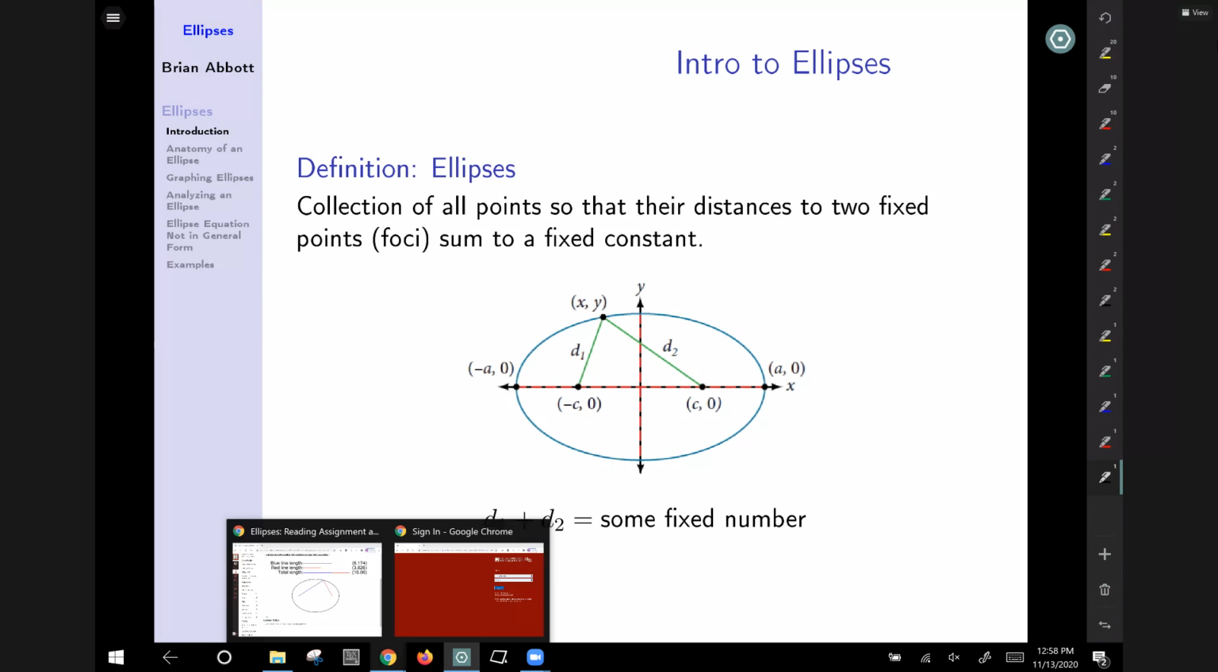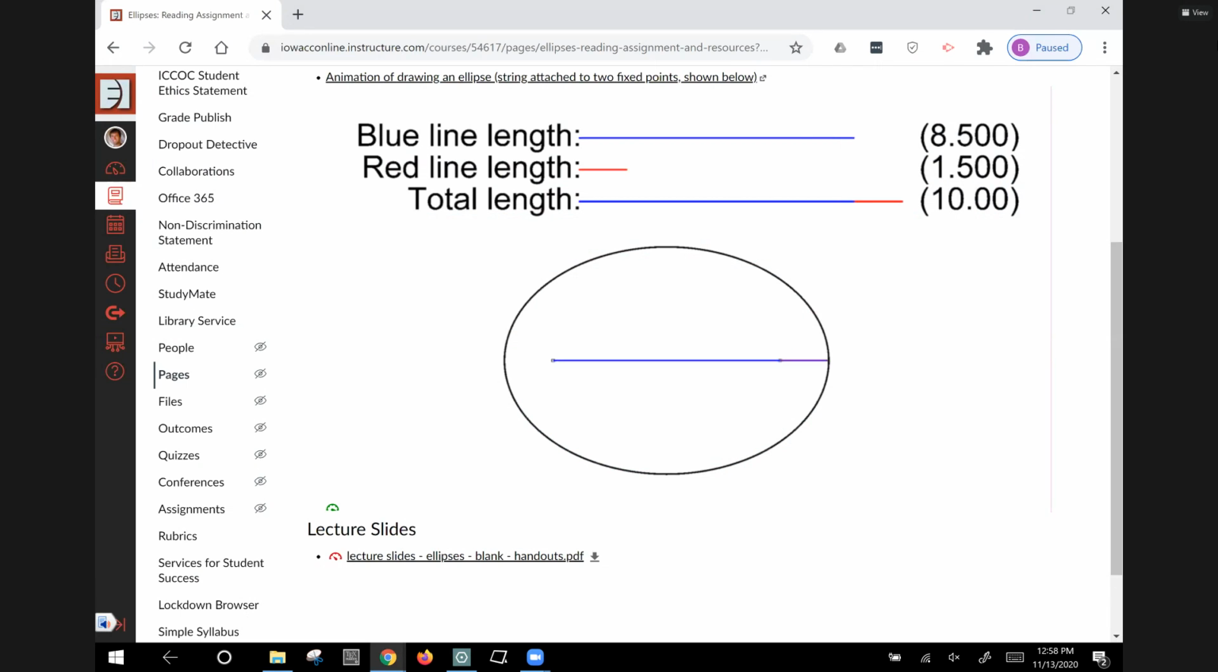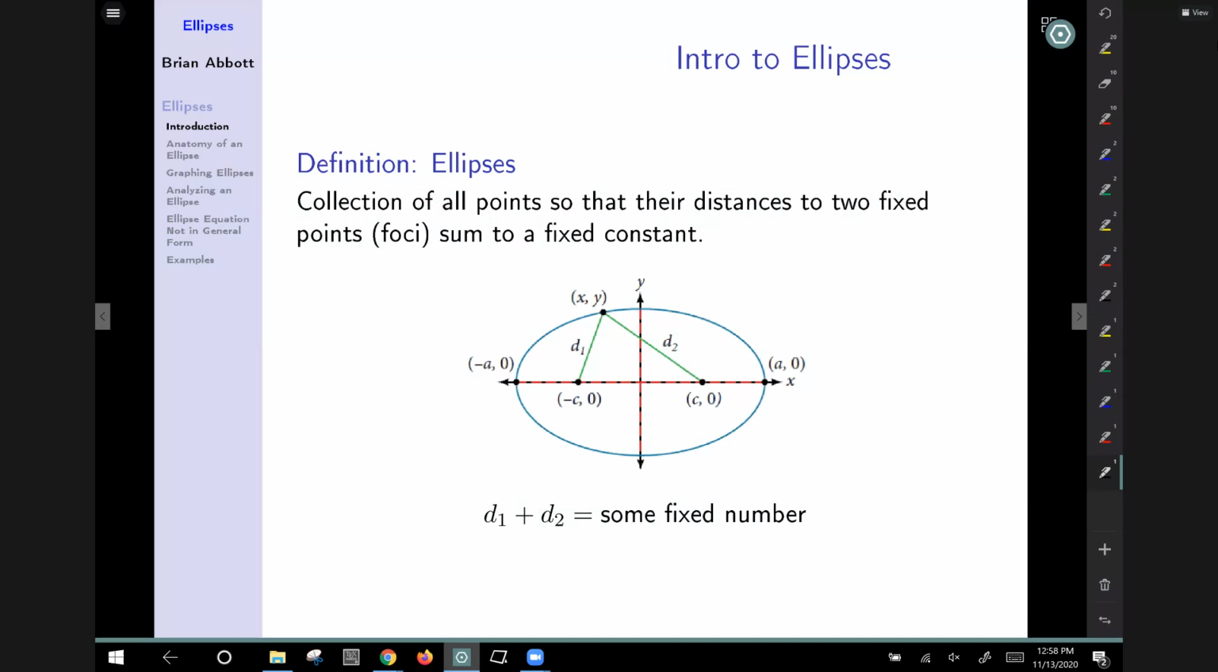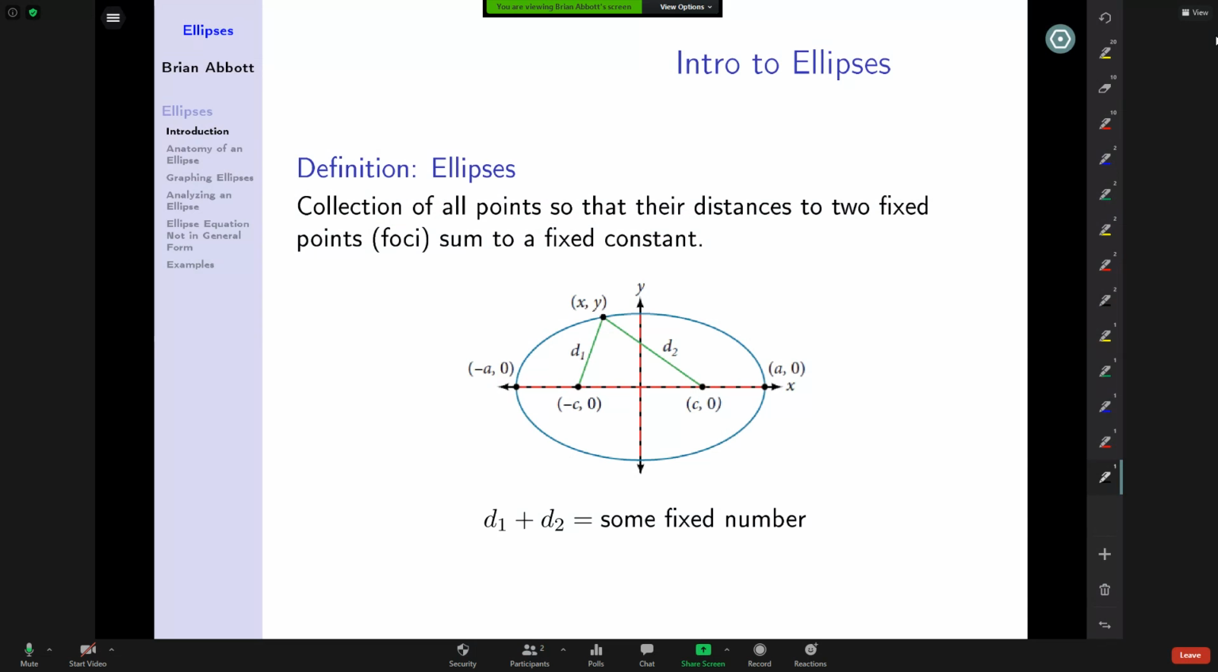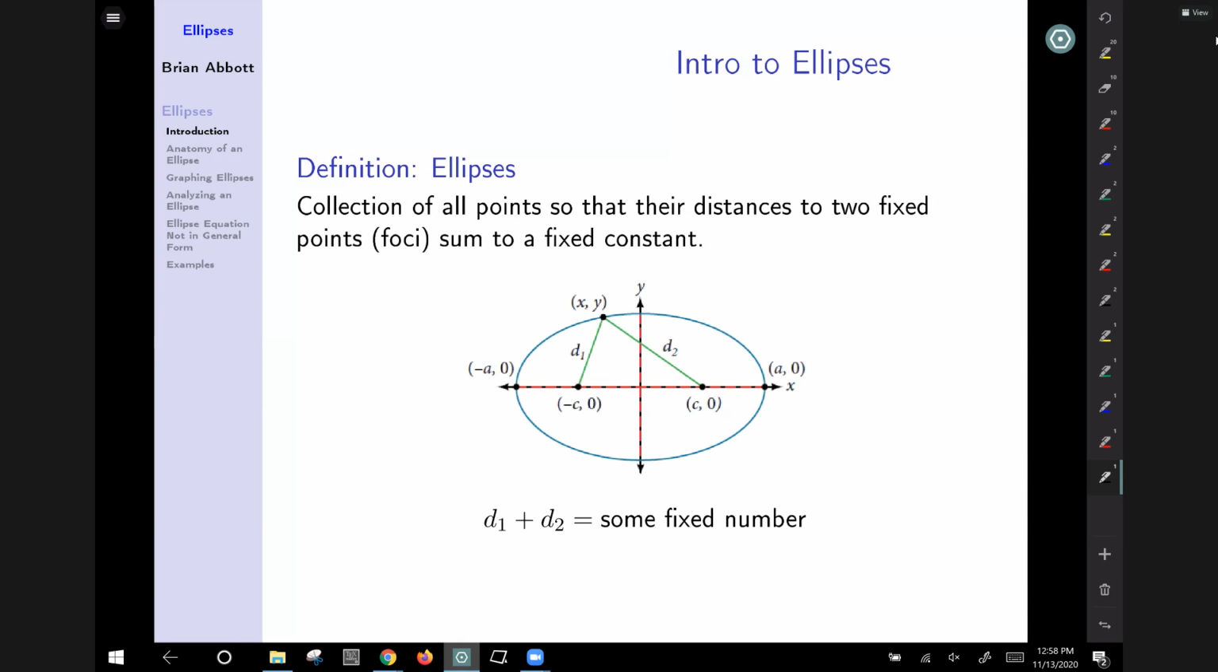Here's a nice animation that illustrates that. As you see, the distances from the two foci are changing depending on the point as we progress around this ellipse shape. The blue line and the red line totals are given above, but at the bottom you can see that no matter what, those two lengths always sum to that fixed value of 10. So that's what technically an ellipse is. It's a collection of all points whose distances to two fixed points sum to a fixed constant.